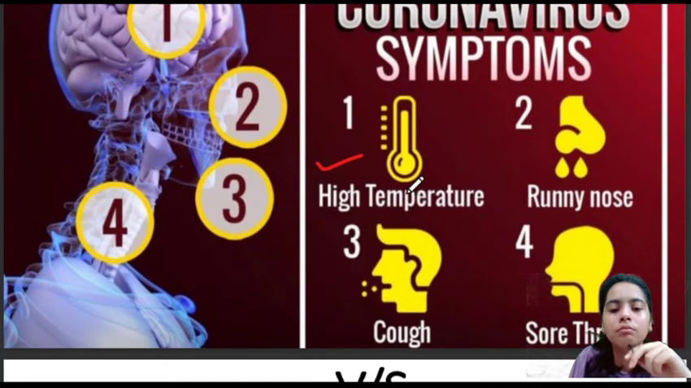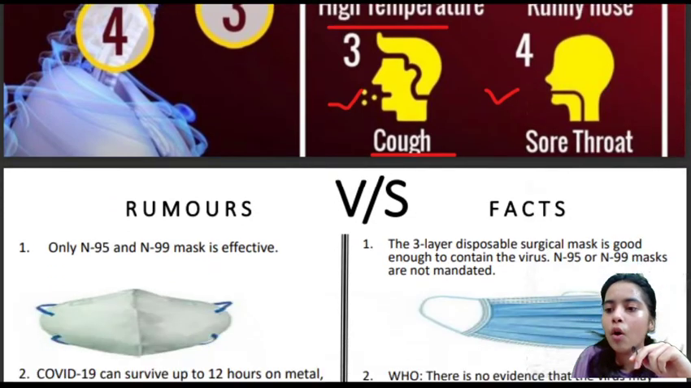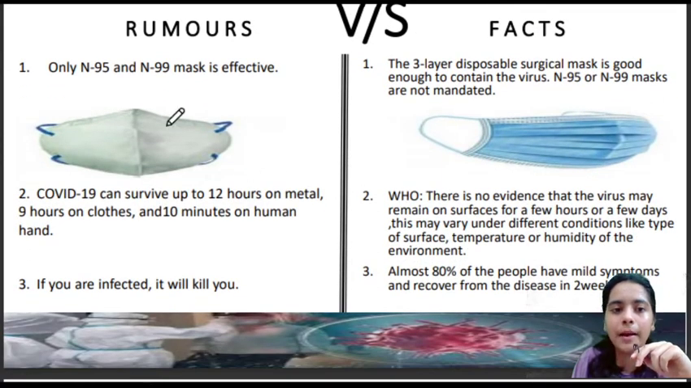So if high temperature means the fever, second comes running nose, third comes cough. This is the dry cough, basically. Then fourth, sore throat. Okay, so moving on, the most interesting slide comes here.